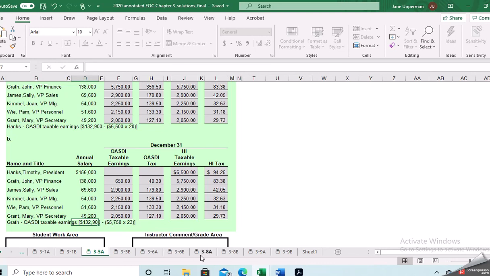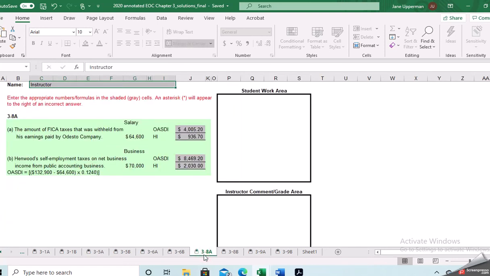All right, then we move to number 8. Number 8, we have Ralph Henward was paid a salary of $64,600 during the year by the Odesto Company. In addition, during the year, Henward started his own business as a public accountant and reported net business income of $70,000 on his income tax return for that year. So they'd like us to compute how much he is going to pay in Social Security and how much in Medicare, because he has both employment income and self-employment income.